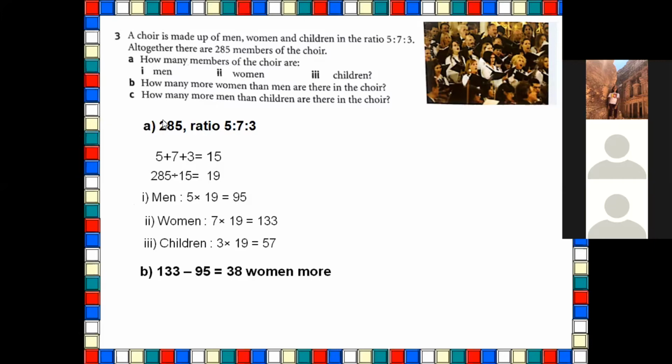Part C says, how many more men than children are there? The men are 95. The children are 57. How many more men than children? You just subtract the number of men, which is 95, minus the number of children, which is 57. It's going to be also 38 more men. Any question about this?